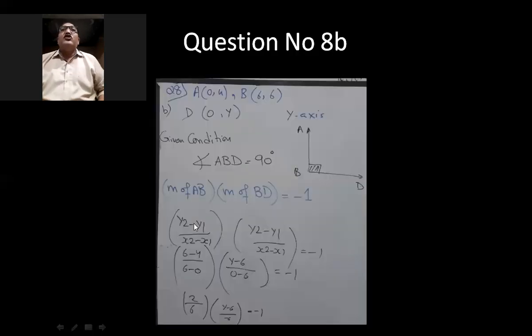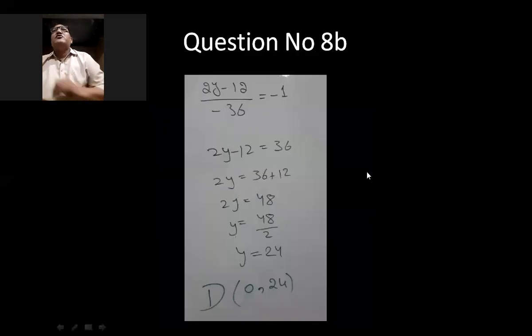Okay, so you just multiply these two. The 2 will multiply with the y minus 6. You will have 2y minus 12 divided by -36 equals to -1. So let me show you. Here we have 2y minus 12 divided by -36 is equals to -1. Cross multiply here. So you will have 2y minus 12 equals to 36. 2y is equals to 36 plus 12, which is 48. Y is equals to 48 divided by 2. So y will be 24. So the coordinates of the D will be 0, 24.